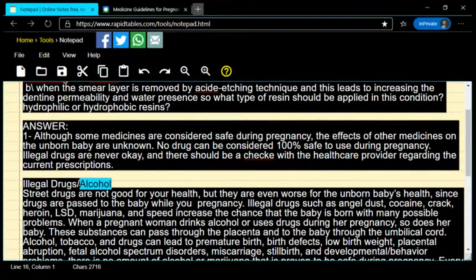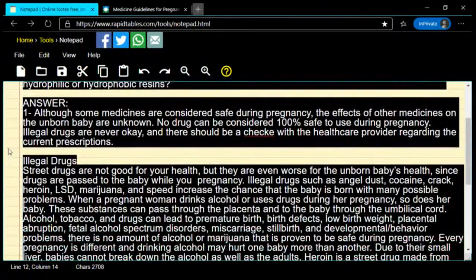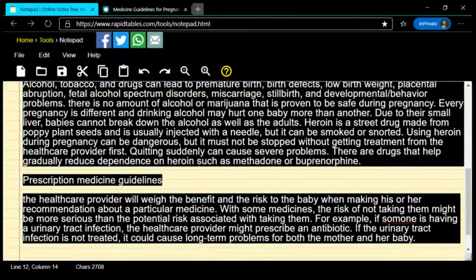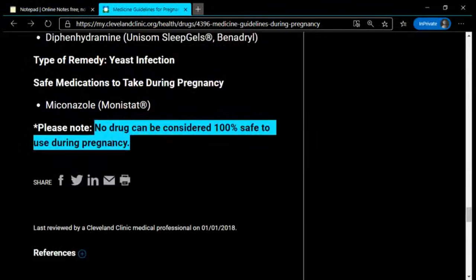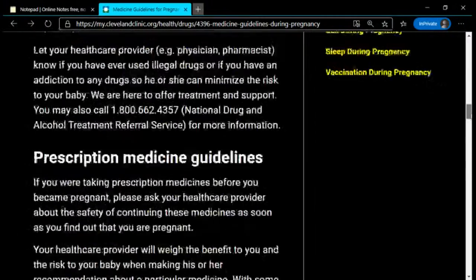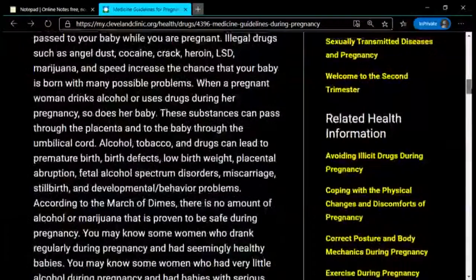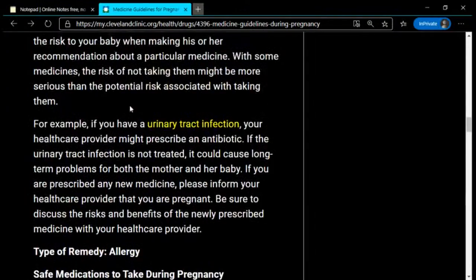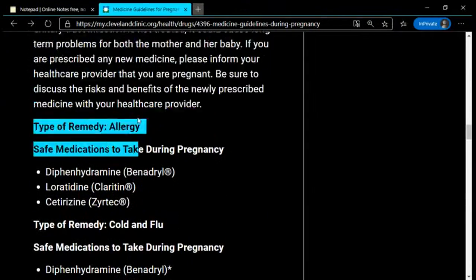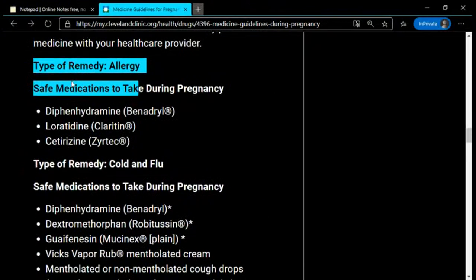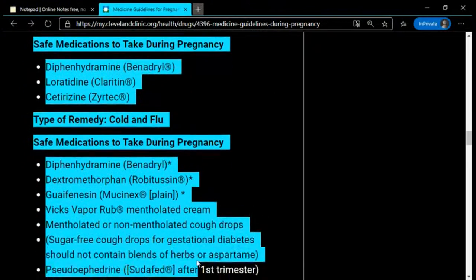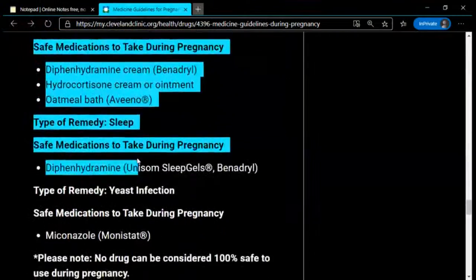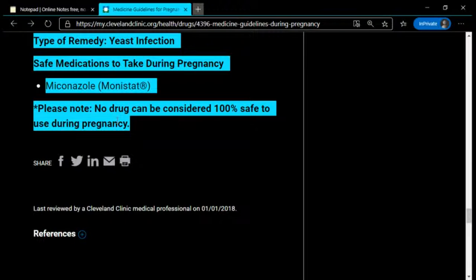And the answer is almost finished. Let's go to the next paragraph that we want to talk about in this subject, and it is about the actual medicines. Writing it down: type of remedy allergy, type of remedy cold flu, and we will edit them in the notepad.